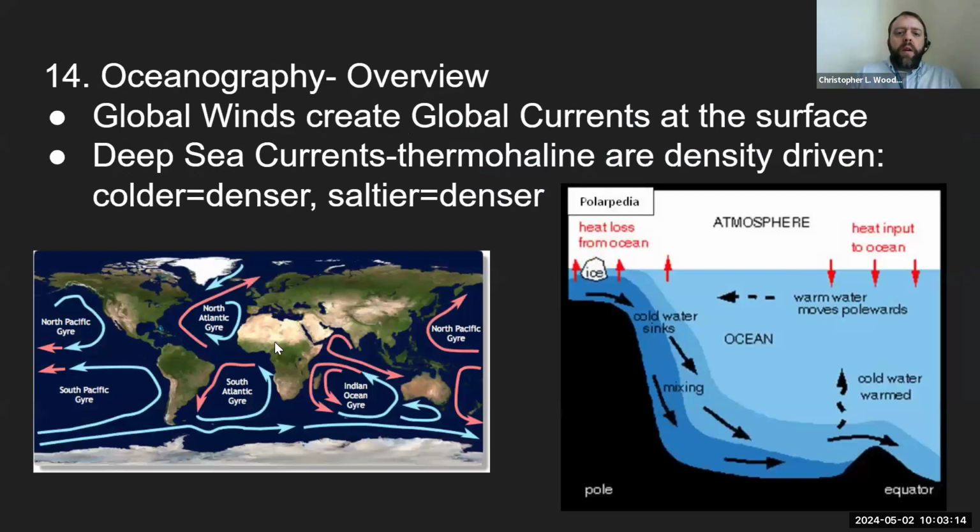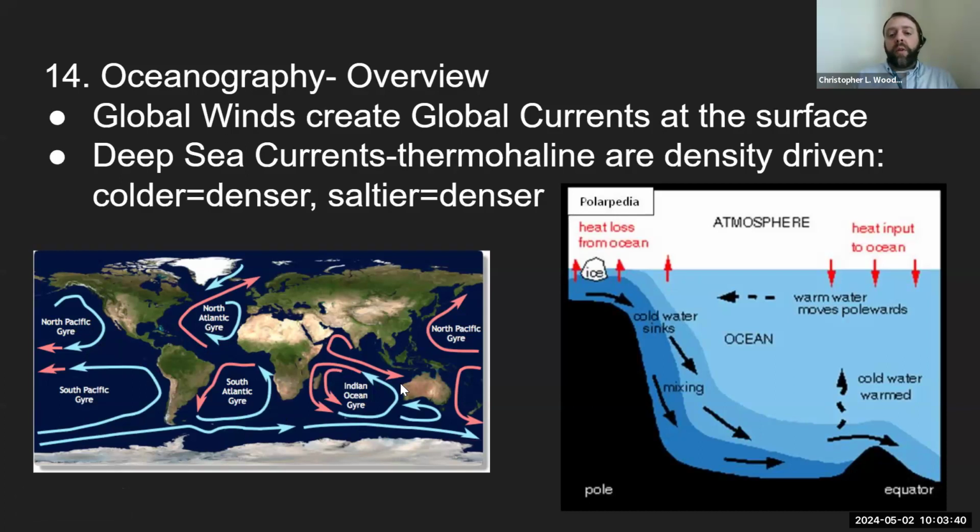Oceanography overview. So global winds create the global currents on the sea surface. Just like I said, around 30 degrees north and south latitude, you have pretty consistent high pressure that's going to rotate clockwise. And that's going to help create those gyres, the North Pacific and North Atlantic. In the southern hemisphere, same kind of conditions, but it's going to go counterclockwise. South Atlantic, Indian Ocean, South Pacific.